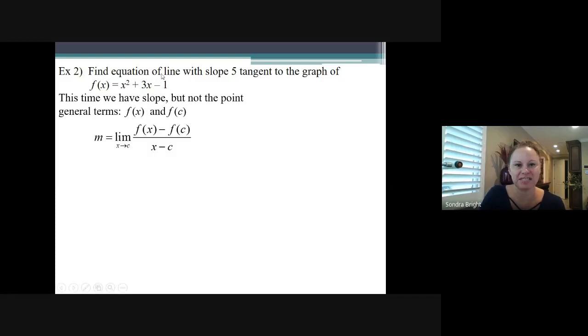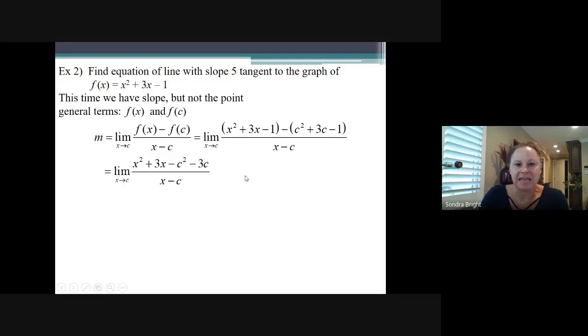f of x is just this guy. That's where this is f of x. And then you're going to subtract from it f of c. But f of c would be just plugging a c into all of these x's. So that's where I'm getting the c squared plus 3c minus 1. I plugged c into the x. Well, that looks like a big old mess, right?